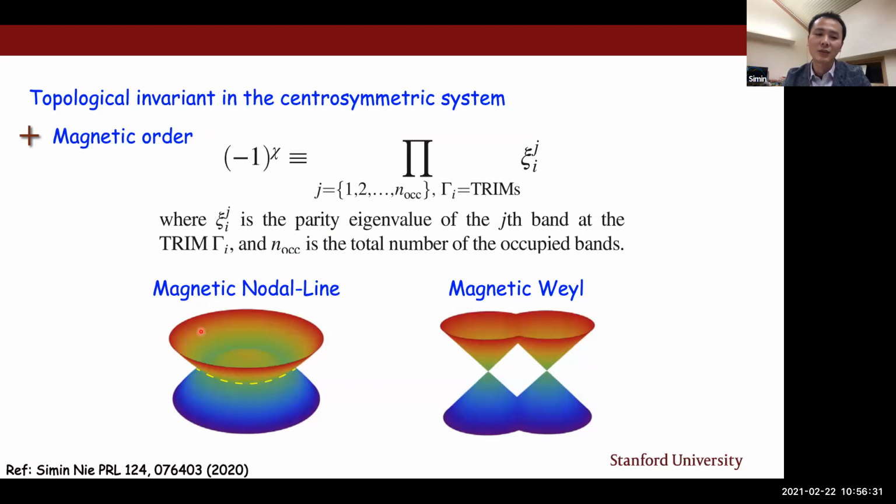However, there is a specific system, the centrosymmetric magnetic system. For this system, we can define the topological invariant chi, which can be calculated from the parity of the occupied bands at the time reversal invariant momenta. If chi is equal to 1, the system cannot be gapped, and there must be band crossing points around the Fermi level. Generally speaking, it can be either a magnetic nodal line semimetal or a magnetic Weyl semimetal.